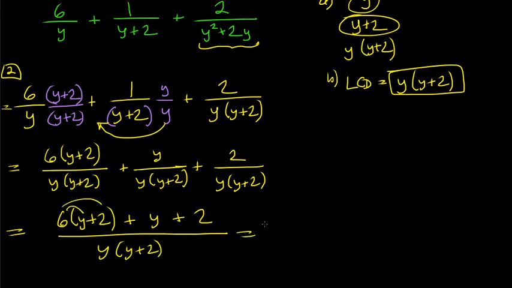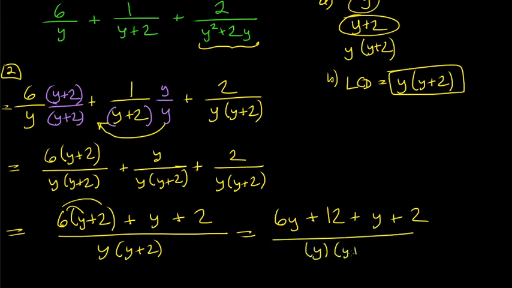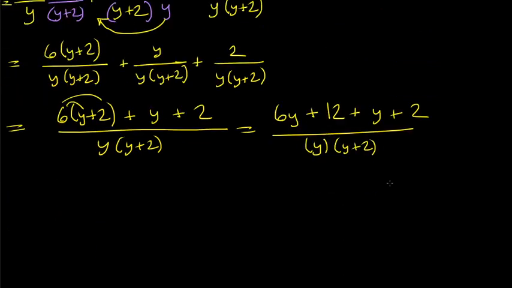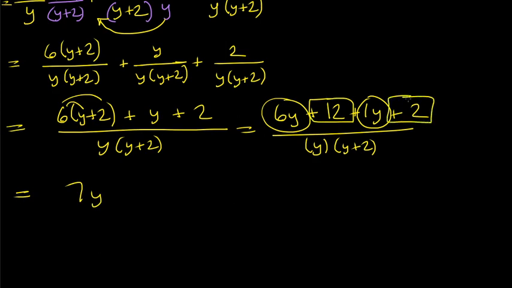6 times y, well, is 6y, plus 6 times 2 is 12, plus y plus 2. Okay. With me so far? So, like terms, we have 6y plus 1y. That's going to be 7y. And then the 12 plus 2 is going to be 14. And I did put the y in parentheses. It's not necessary. Right? I mean, if you want to, you can, but it's only a single term monomial.